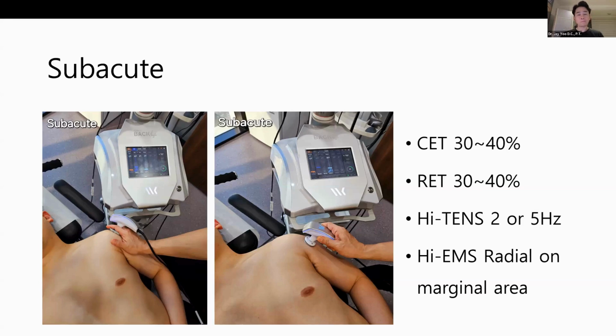The first picture is for RET 30% and high tense at 2 to 5 hertz on the rotator cuff. The second one is high RET. You can see the high RET, and the high EMS radial on the marginal area.